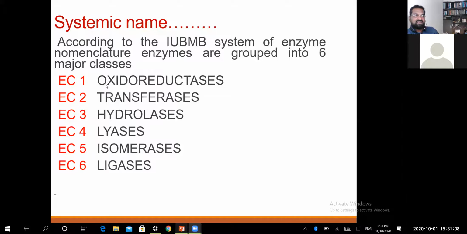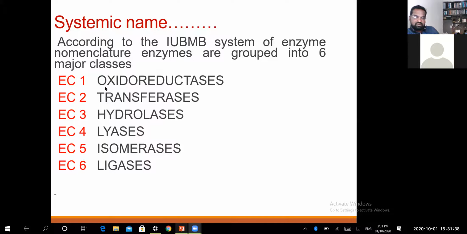So any enzyme which has enzyme commission number EC 1.X.X.X, where X means any number could be there, if the first digit is 1, you will say that this enzyme is an oxidoreductase. Now, what is an oxidoreductase? An oxidoreductase is an enzyme which may carry out either an oxidation reaction or a reduction reaction.